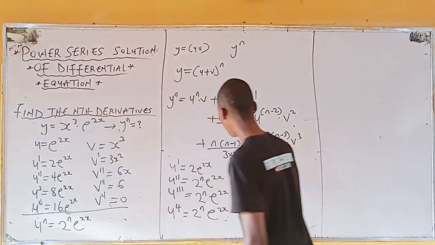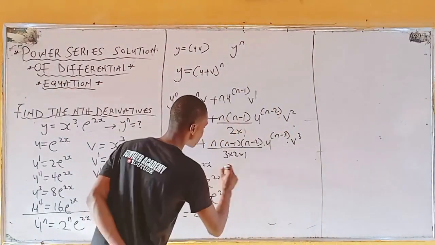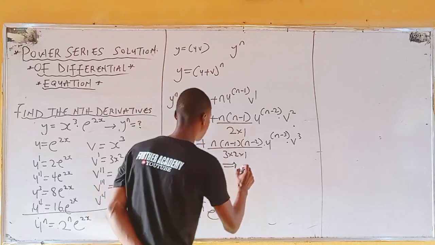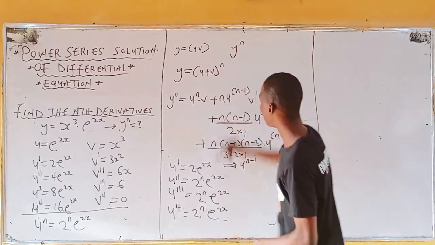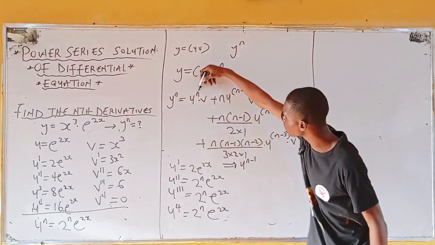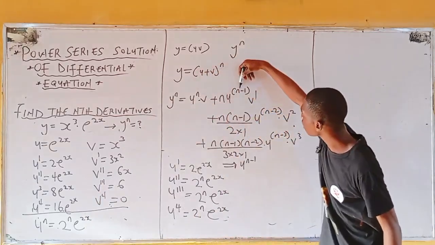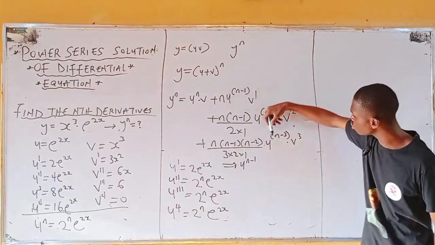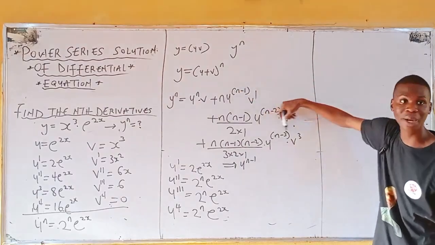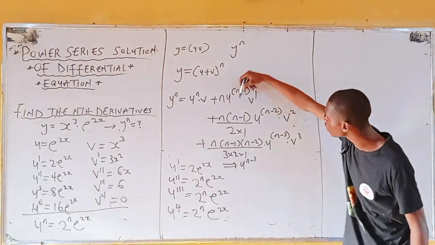Then take note that this implies u raised to the power of n minus 1. Back to your series solution, you are having u raised to the power of n, u raised to the power of n minus 1, u raised to the power of n minus 2, u raised to the power of n minus 3. Meaning you have to know the value of u raised to the power of n minus 1.